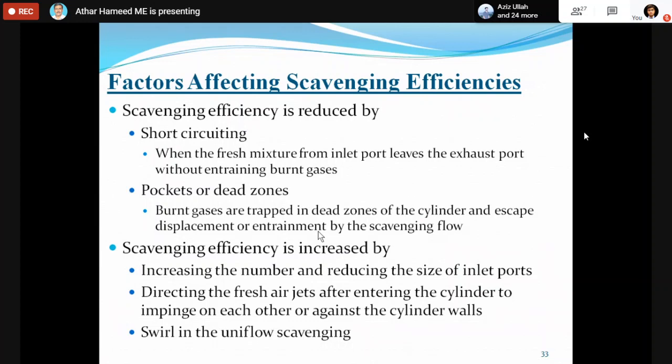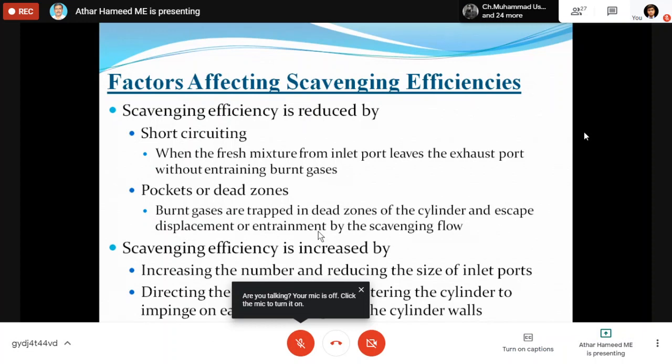And if we make the flow direction inside such that when it enters the cylinder it has a swirl, then the scavenging efficiency will be increased.